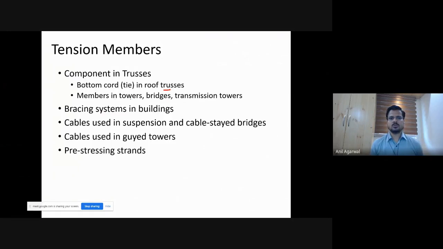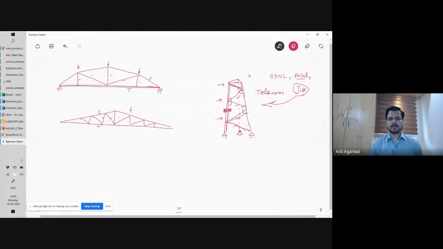So bracing systems could be in a transmission tower or telecom tower, or they could be bracing systems in a building. Buildings also have bracing systems, right? If you see any tall building, if you remember my first lecture, we were talking about these tall building structures, and most of the steel tall buildings have this bracing system. Mostly you will see X bracing very often. So this is called X bracing.